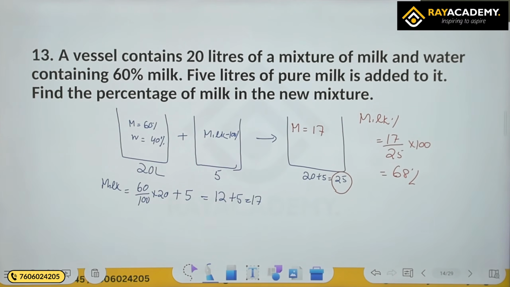Just simply calculate the quantity of milk from the first vessel, add the quantity of milk in the second vessel, and you will get the total quantity of milk in the final mixture. Total final mixture volume, we should know, is 25 liters. After that you have to find out the percentage of milk content.